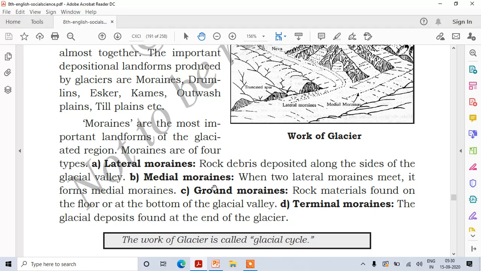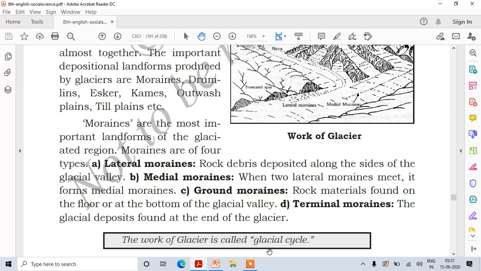Next we have medial moraines. So what are medial moraines? When two lateral moraines meet together, they will form medial moraines. And what are ground moraines? Rock materials found on the floor or at the bottom of the glacial valley. Ground means when the rock materials are found on the floor or on the bottom of the glacial valley, at that time they are called ground moraines. Terminal moraines, the glacial deposit found at the end of the glacier. Terminal means at the end, at the last point. So they are found in the end of the glacier. So these are called terminal moraines.